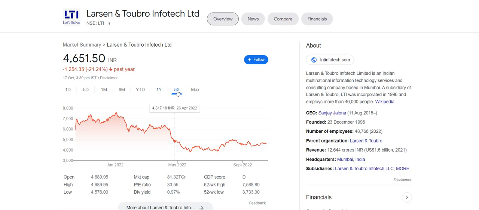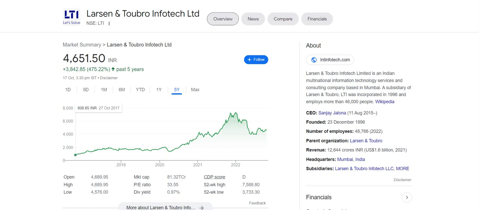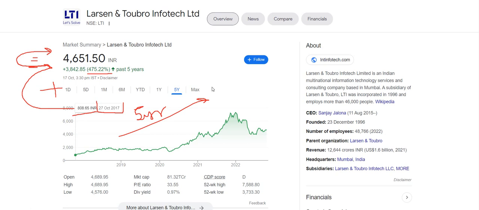In 5 years, when you click on 5 years, see how good a return it has given. On 27th of October 2017, its price was 808.65 rupees. It added 3,842 rupees and became 4,651 rupees and 50 paise, which is nearby 475.22% growth. So if anyone has invested for just 5 years, his money has become nearby 5 times. I'm saying in just 5 years your money has multiplied 5 times. Got the point?